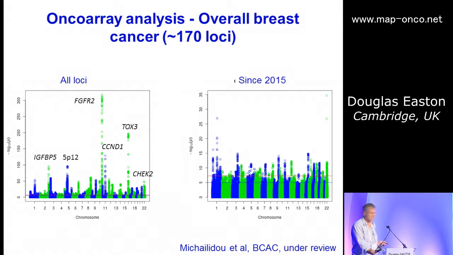And there are some regions which have been known for a long time, like FGFR2, TOX3, and so forth. Once you get rid of the ones you knew about already, what's been discovered over the last year through the ONCO array is a huge number of additional loci. So we're now up to about 170 regions of the genome with common variants associated with breast cancer risk.